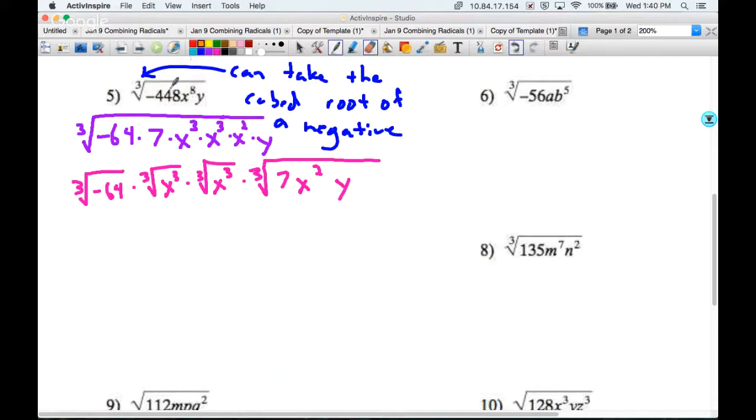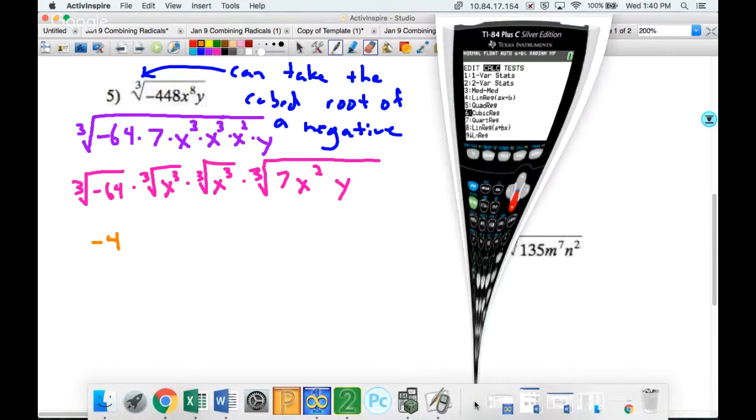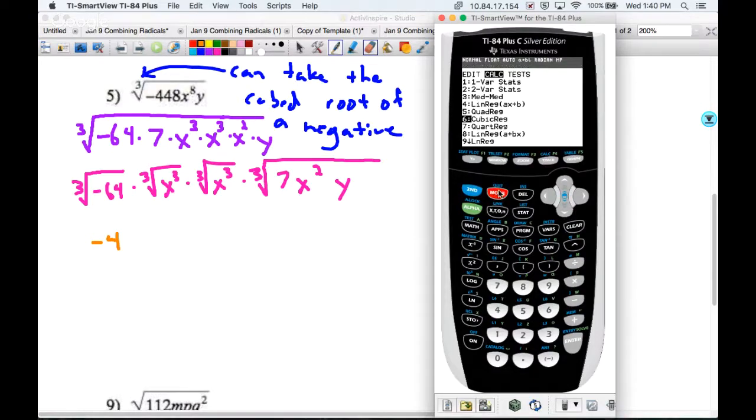These can be simplified. The cubed root of negative 64 is negative 4. All right, if you're not sure about that, you can try it in your calculator. To get a cubed root, you have to hit the math button. Cubed root is option number 4. So I'm taking the cubed root of negative 64. I get a negative 4. And that's because negative 4 times negative 4 times negative 4 equals negative 64.